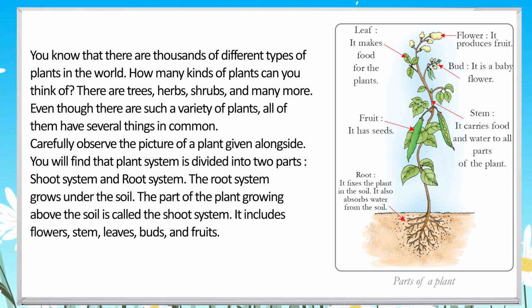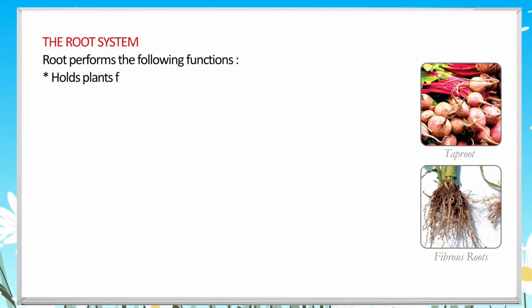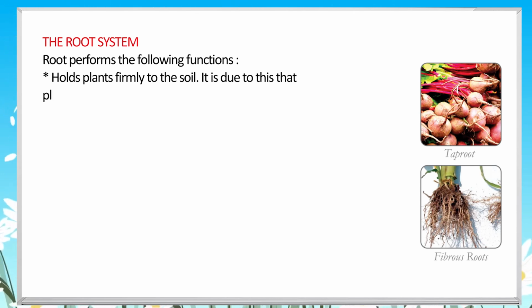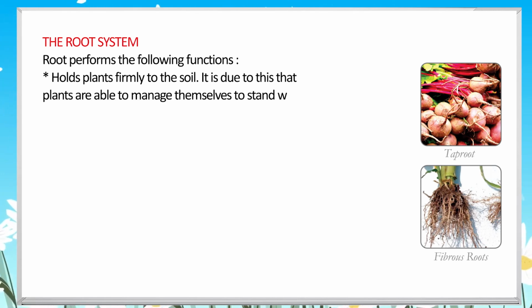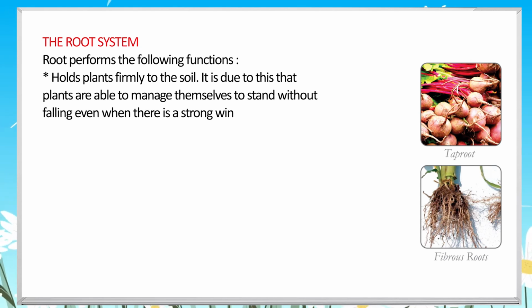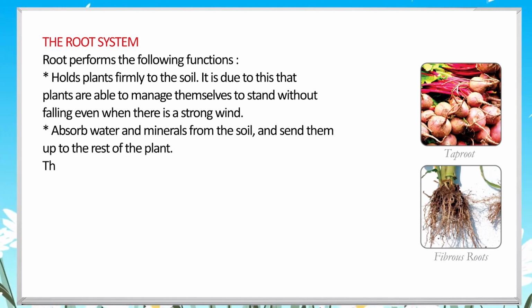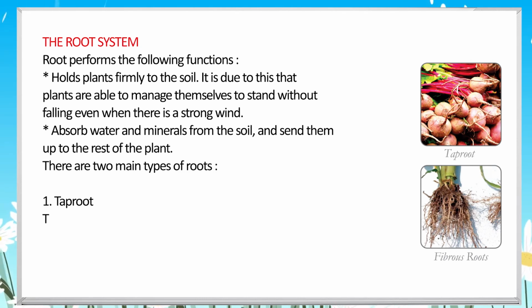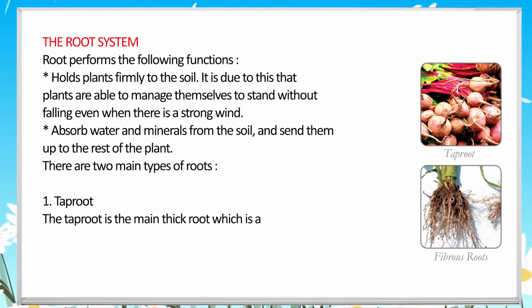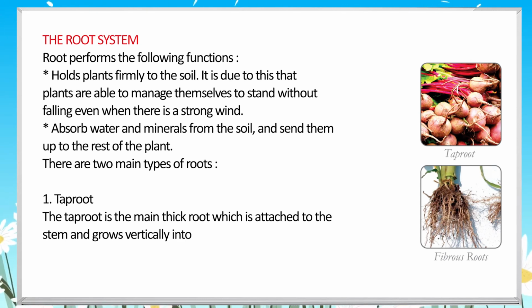The root system grows under the soil. The part of the plant growing above the soil is called the shoot system. It includes flowers, stem, leaves, buds, and fruits. The root system. Roots perform the following functions: holds plants firmly to the soil. It is due to this that plants are able to stand without falling even when there is a strong wind. Absorb water and minerals from the soil and send them up to the rest of the plant.